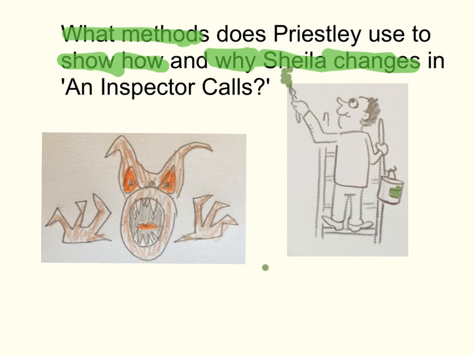How and why Sheila changes, that's the core of our question, isn't it? In what ways does Sheila change? How does she change? So we need to think about what she was like before and what she's like after, and why Sheila changes. What's the, spiffy A-star word coming up here, what's the catalyst for that change? What forces her or compels her to change her ways?